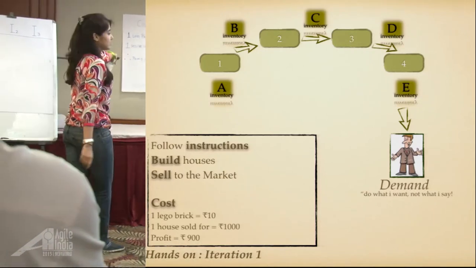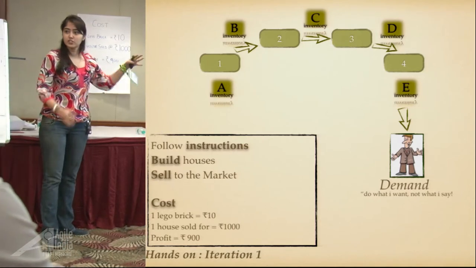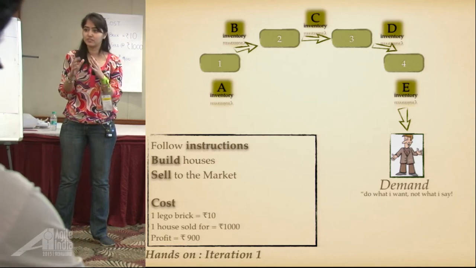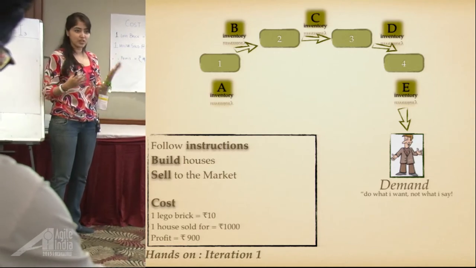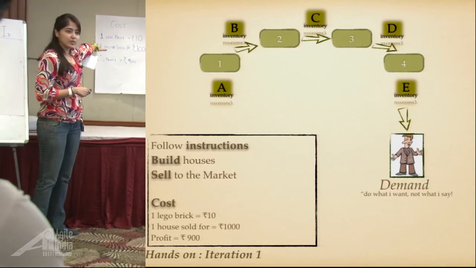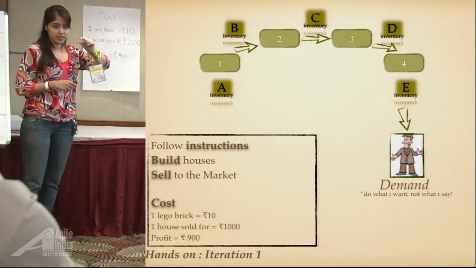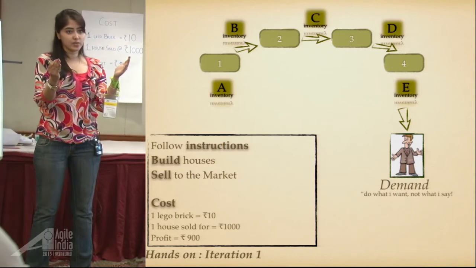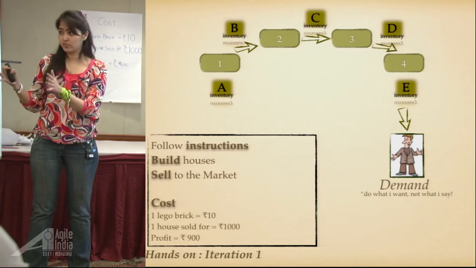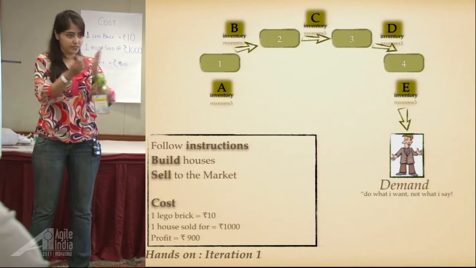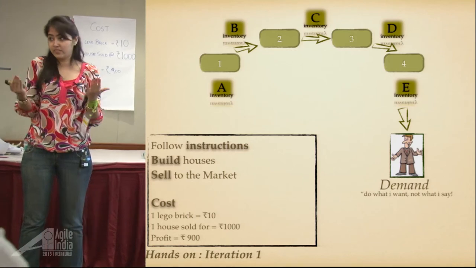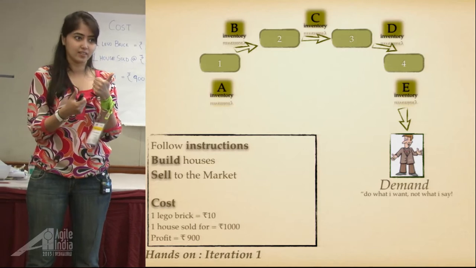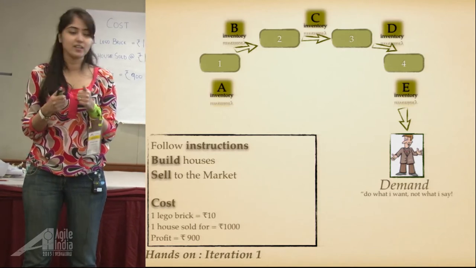Very quickly, the house cost. We are trying to build houses in Bangalore because, like we see, they are extremely expensive. So our company is trying to build a lot of houses in Bangalore. A really quick cost: each Lego brick for the house costs about 10 rupees. Each house that we build will be sold for 1,000 rupees. So if everything goes perfectly well, we have scope to make a profit of 900 rupees, which is excellent, right?